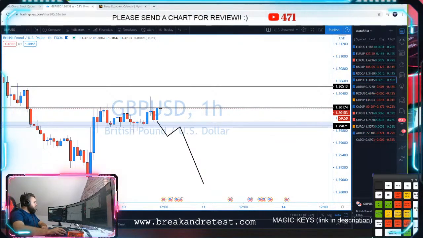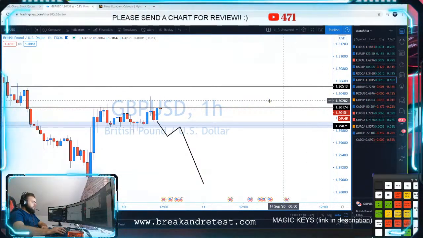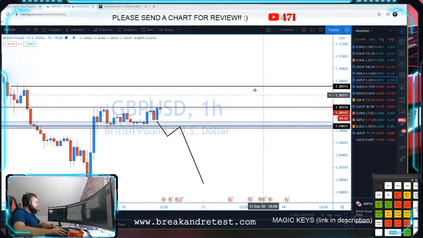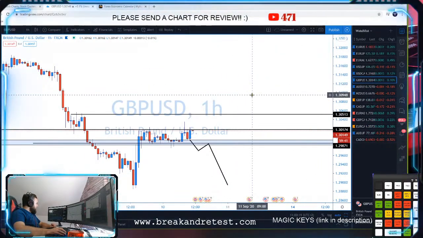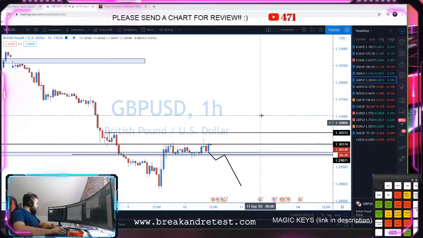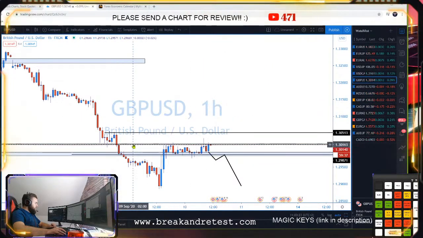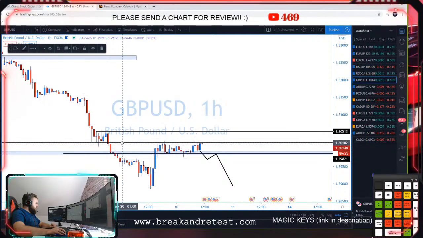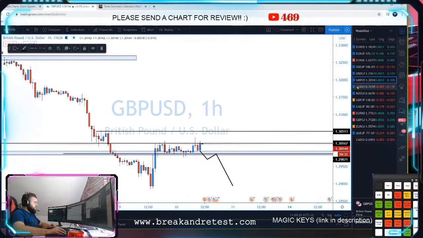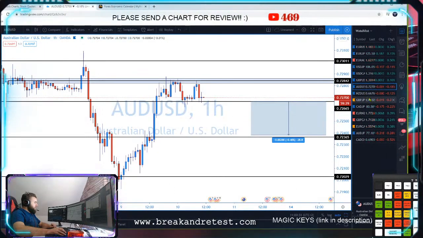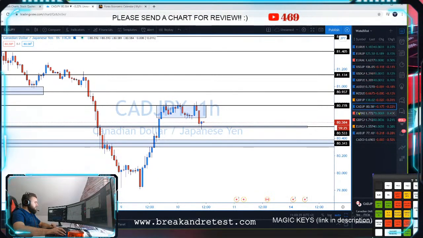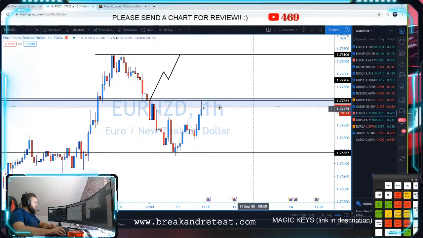Okay, we have a close on GBP. And it's not good. It's not good. There's not a good breakout. It's not a breakout at all. So I think we're just gonna have to wait for another hour. Let's see if we do have any breakouts.